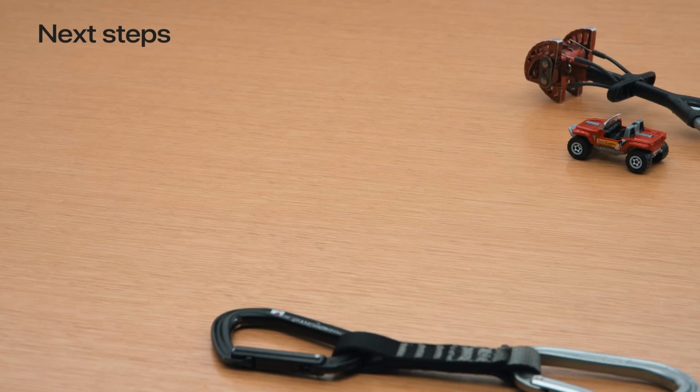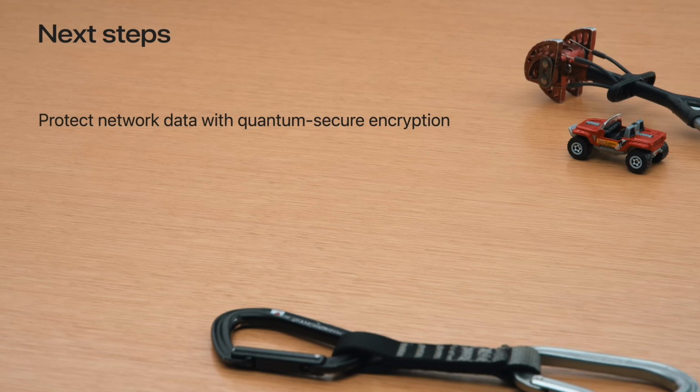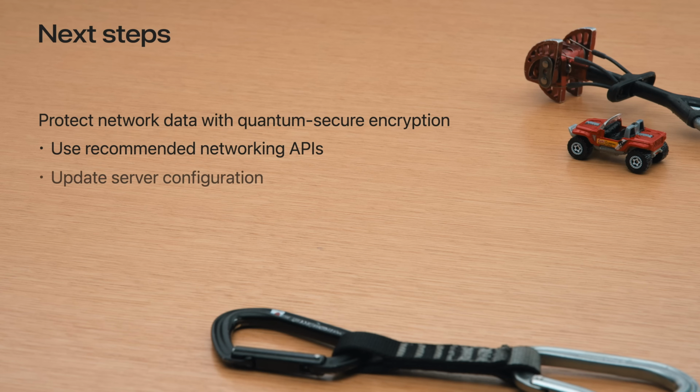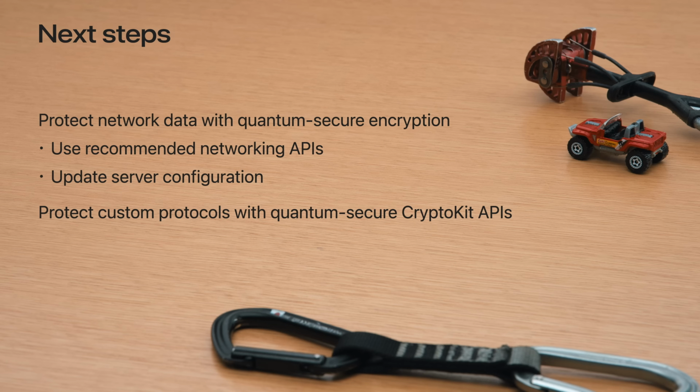Now you know how to protect your app's data against quantum attacks. First and foremost, make sure your network data is protected with quantum-secure encryption in TLS. This is easy, especially if you use the recommended networking APIs, which have it enabled by default. Update your server configuration to enable it on the server side. For custom cryptography protocols, use the new quantum-secure CryptoKit APIs. Use post-quantum HPKE for encrypting data, like in the example climbing app.